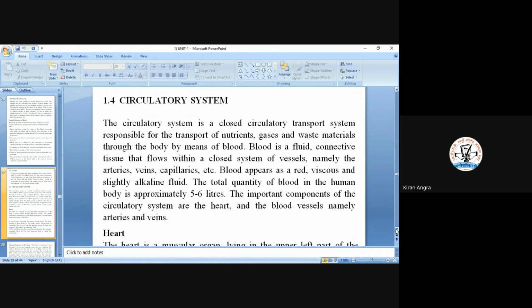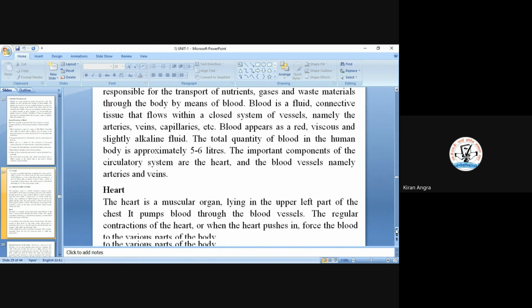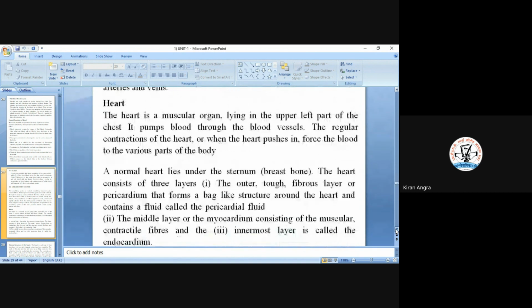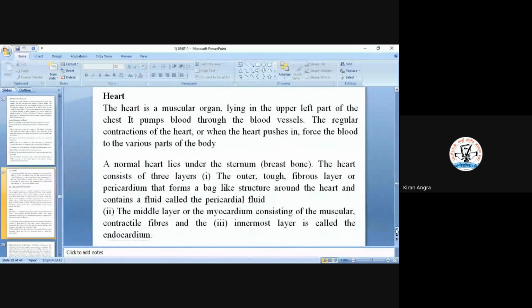So let us first see the heart. Let me ask you this question. The heart is a muscular organ, everybody knows, and it lies in the upper left part of the chest, and it pumps blood through the blood vessels. The regular contractions of the heart force the blood into various parts of the body.